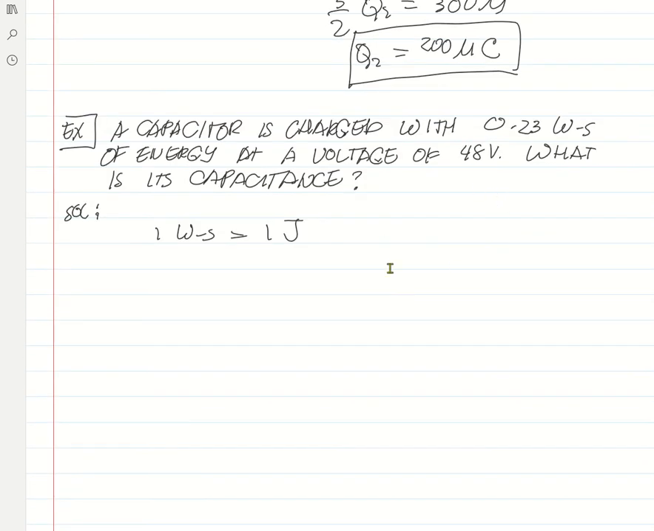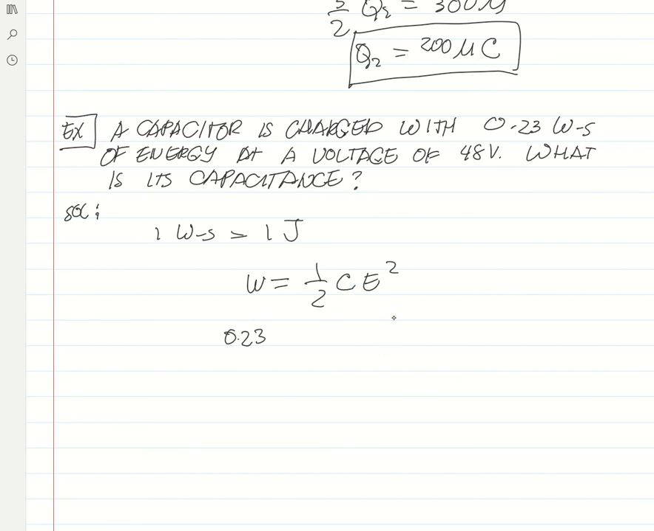So we are solving for the capacitance. We are given an energy which is 0.23, so that's W, and we are also given a voltage of 48 volts. So the formula will be W equals 1/2 C times the voltage squared. Then the energy is 0.23. This is now in joules, so we don't need to convert it because it's already in joule. But if the problem gives you another unit, then you need to convert it first to joule before you use the formula.